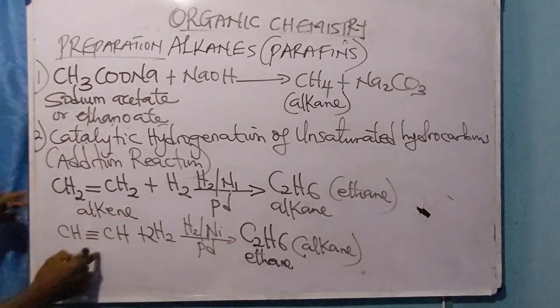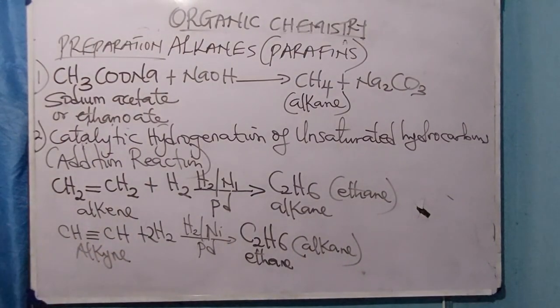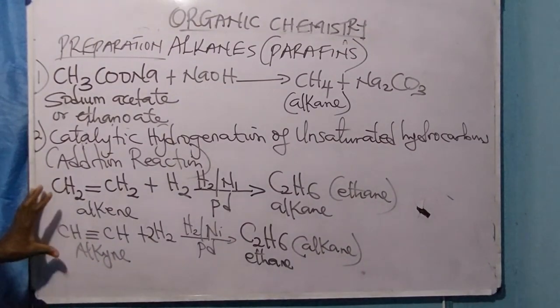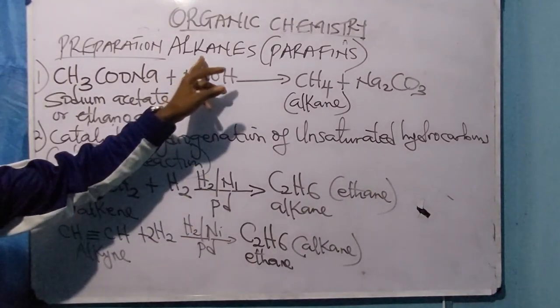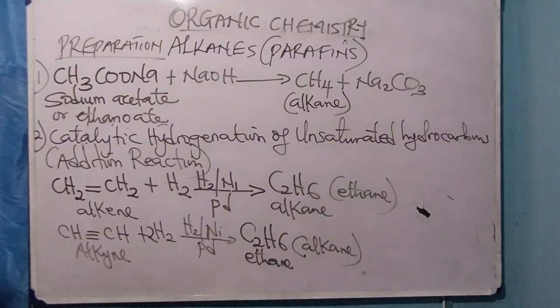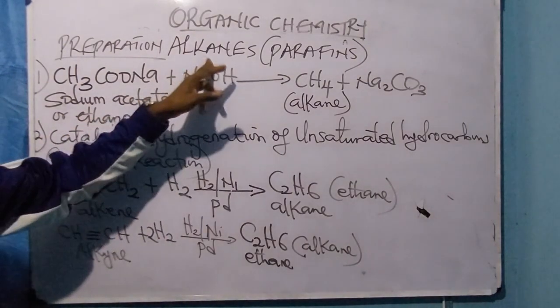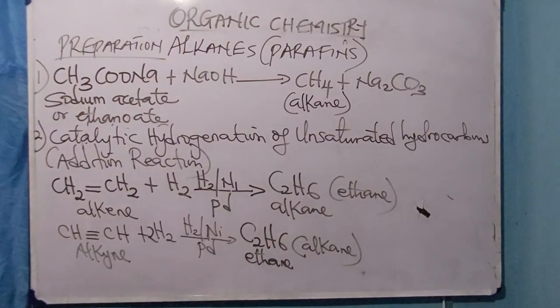Alright, so this one is an alkyne, which means that unsaturated hydrocarbons can undergo addition reaction and not alkanes. Take note of that. So these are some of the methods of producing alkanes. Alright, so let us now discuss the reaction that alkanes undergo.